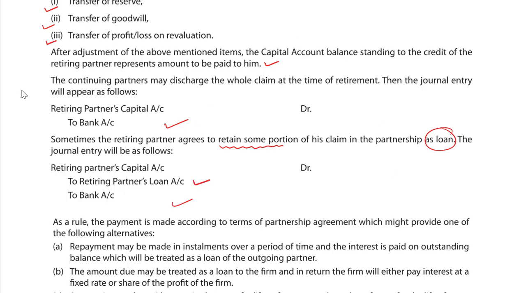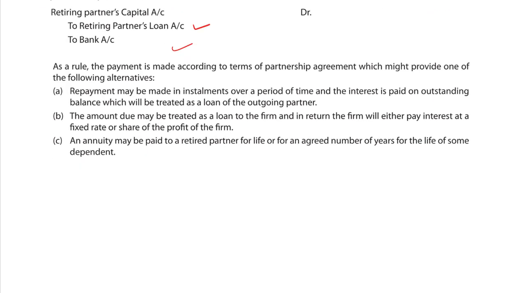As a rule, the payment is made according to the terms of the partnership agreement, which might provide one of the following alternatives. A. Repayment may be made in installments over a period of time and interest is paid on the outstanding balance, which will be treated as a loan of the outgoing partner. B. The amount due may be treated as a loan to the firm and in return the firm will either pay interest at a fixed rate or a share of profits of the firm.